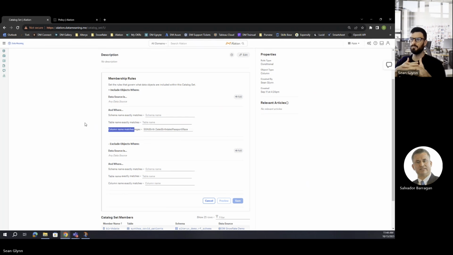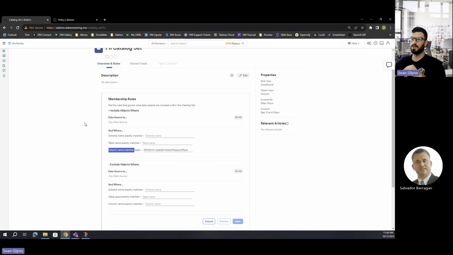So immediately you're trying to figure out, is there a faster way to do this? And catalog sets are going to be your answer in this case. So in this page, this is going to allow me to say, hey, Alation, I want you to go and find all columns throughout my Alation environment that match any of these column headers that I'm placing in here.